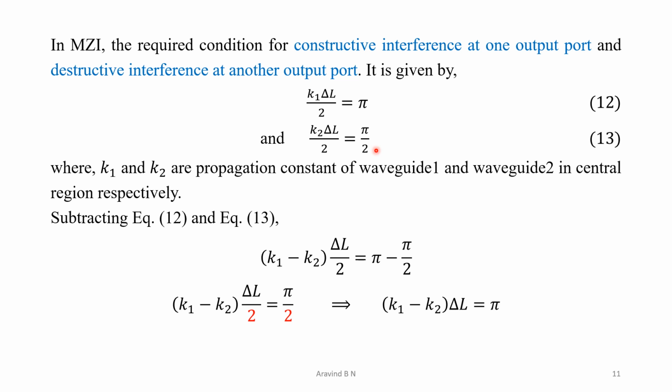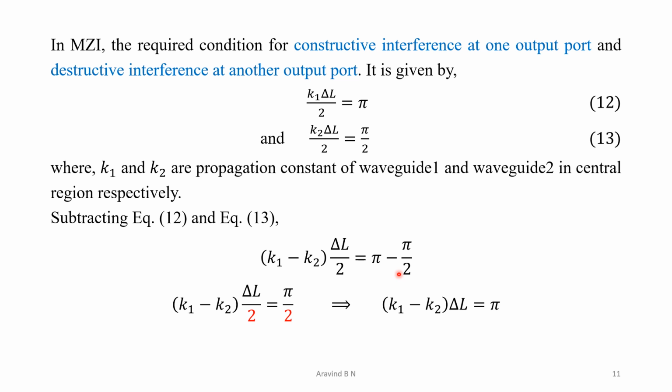So to have that, we are going to subtract equation 12 and 13. That means 12 minus 13 we are going to make. Considering only the left hand side, delta L by 2 is common in both of these two expressions. So delta L by 2 has been taken as common, remaining is K1 minus K2. On the right hand side it is pi minus pi by 2.